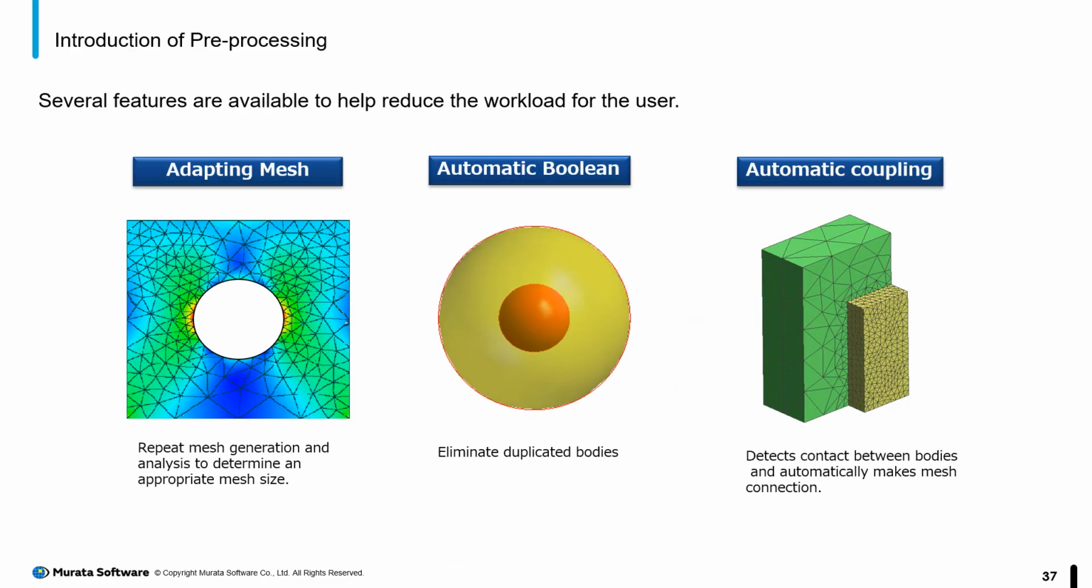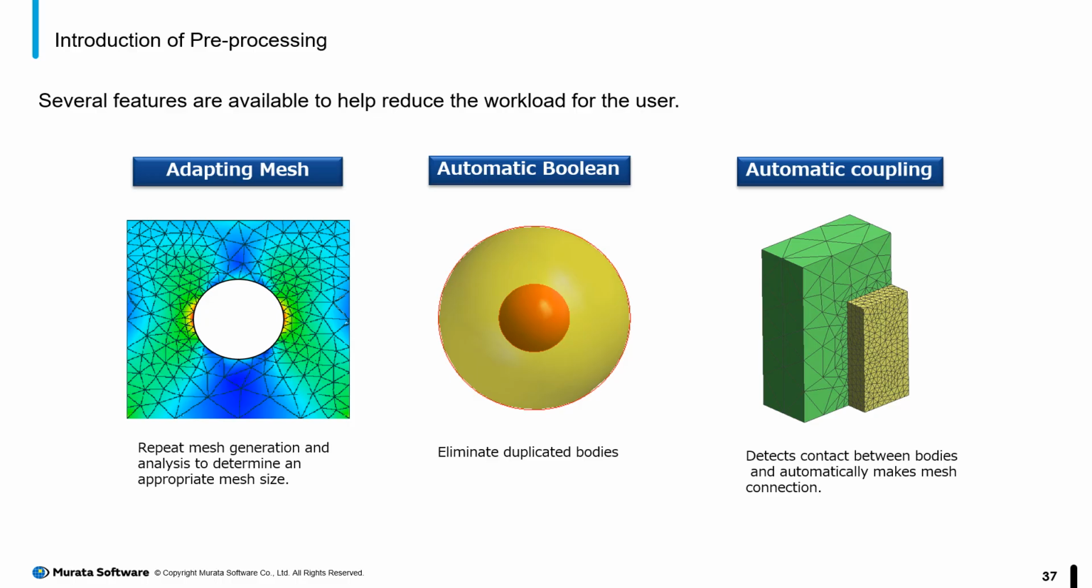Femtet's meshing function includes several features designed to reduce the user's burden. First is the adaptive mesh feature. This function automatically performs mesh division and analysis repeatedly to achieve an appropriate mesh division. It is particularly useful in electromagnetic analysis.